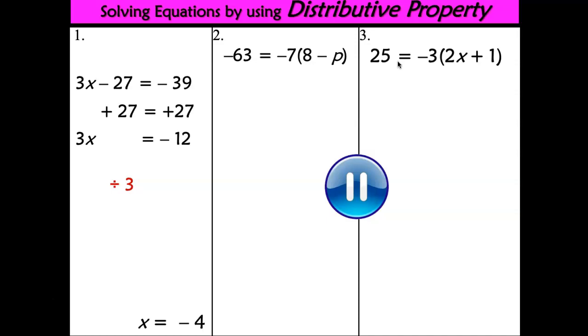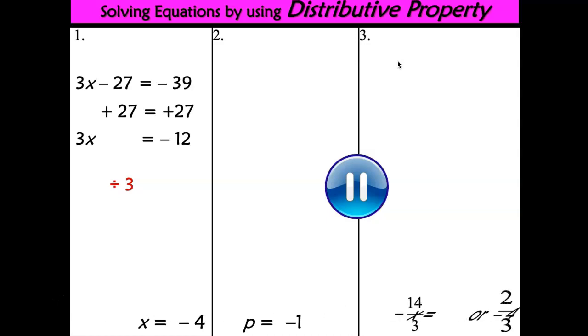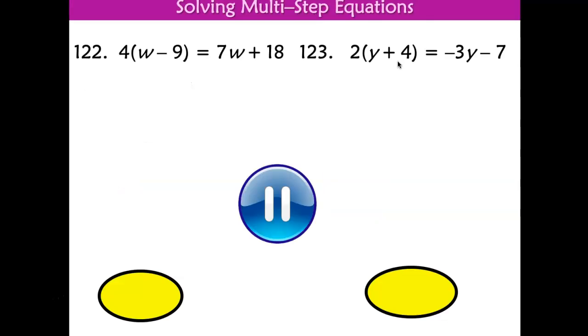Okay, welcome back. Now I'm going to share with you the answers. For number 2, it's p equals negative 1. So if your answer is wrong, go back and look at the process. I want to see the correct process. For number 3, it's negative 14 over 3 or negative 4 and 2/3. Okay, the next slide. 2 more problems. Pause the video once again and solve the problem. Okay, process. I want to see the process.